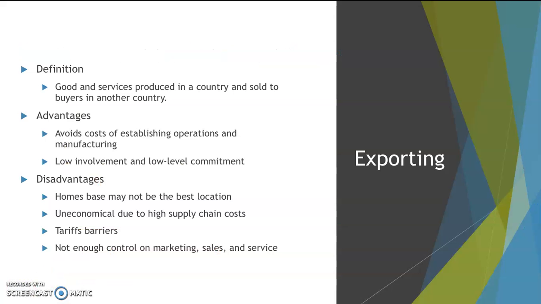The first way that a business can choose to enter the foreign market is by exporting. This is when a firm would produce goods and services in one country and sell them to buyers in a different country. The advantages of this are that you would avoid the cost of establishing the operations in a foreign market, so there's a lower involvement and lower commitment level. However, your home base may not be the most optimal location to produce that product, so it could be uneconomical due to the high supply chain costs and tariff barriers, and you also wouldn't have enough control on the operations.